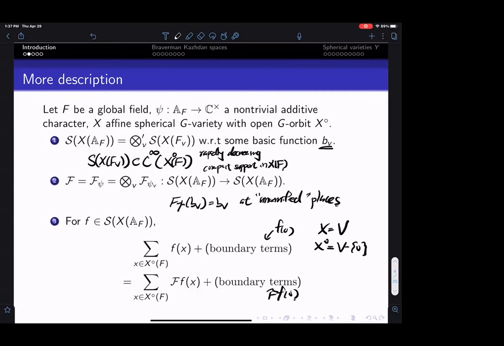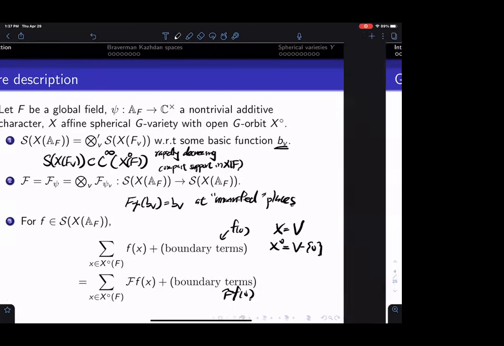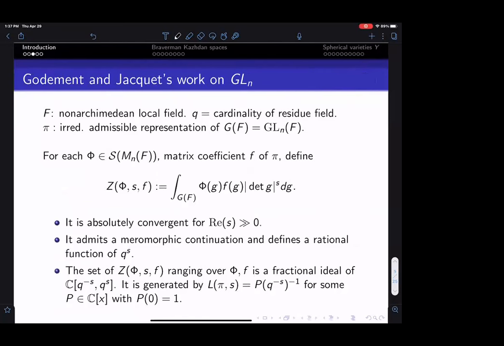This Poisson summation conjecture was brought up by Braverman and Kazhdan in a work where they wanted to generalize Godement and Jacquet's work on GL_n. Let me briefly recall Godement and Jacquet's work on GL_n. For simplicity, I'll let F be a non-Archimedean local field, let q be the cardinality of the residue field, and let pi be an irreducible admissible representation of GL_n. Then, attached to each Schwartz function on the n by n matrix space and a matrix coefficient f of pi, the zeta function is defined by the integral of the Schwartz function multiplied by the matrix coefficient and by a power of the determinant character.